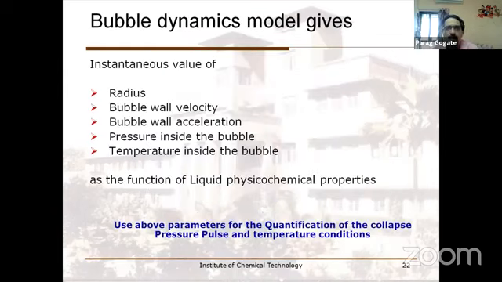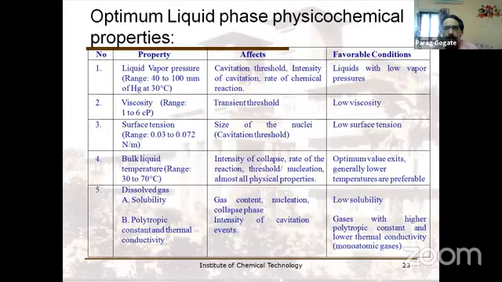Any bubble dynamic simulation will give you the instantaneous values of radius, bubble wall velocity, acceleration, and the pressure and temperature inside the bubble, as a function of different liquid physicochemical properties. I can quantify the cavitational intensity based on this. If I link it to some chemical reaction, I can also predict the number of free radicals which are going to be generated in the system. This was one of the earlier works which we did, and based on numerical simulations, we tried to arrive at best conditions.